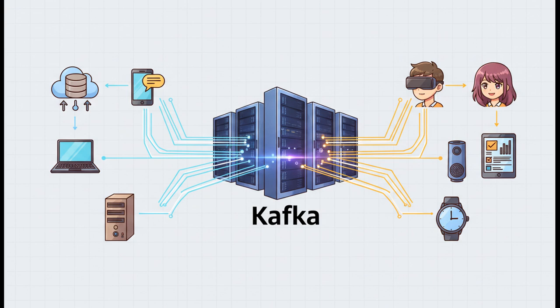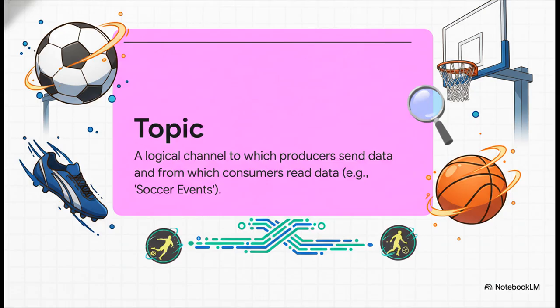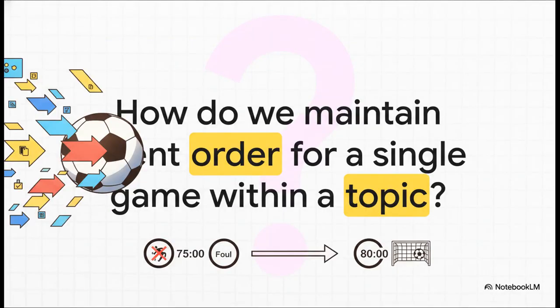It's a game changer. Now, to keep things organized, Kafka uses topics. A topic is really just a logical category for messages. So we could have a soccer topic for all our soccer game events. And if we expand later, a separate basketball topic. Easy enough. Okay, but hold on.